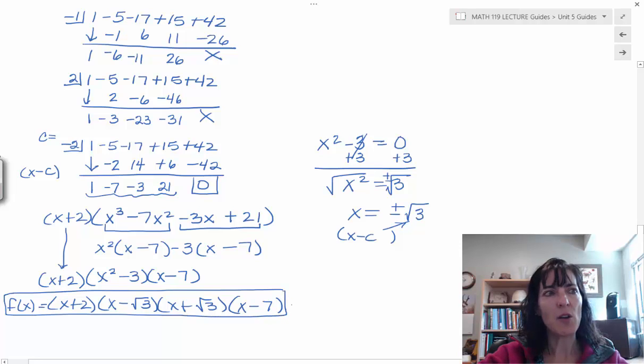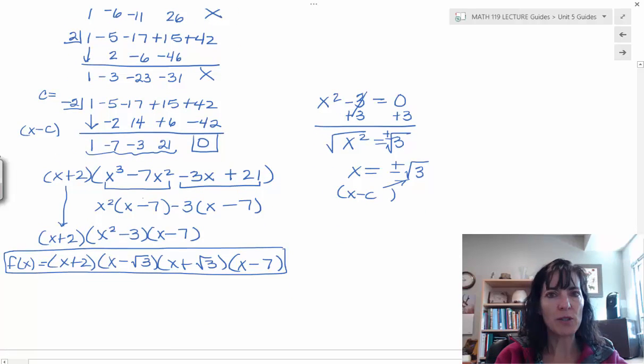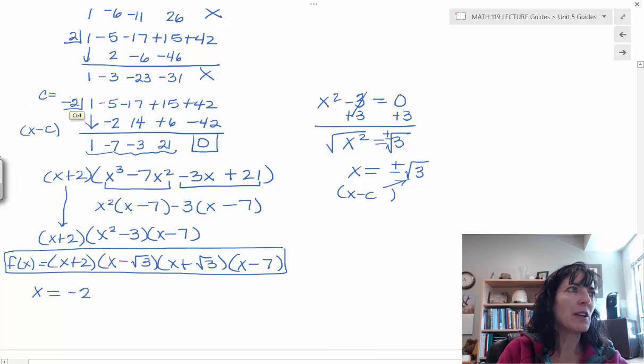and then I need to solve it. So I need to know what the solutions are for this polynomial. If I set each factor to 0, two of them I already know because I already had them set to 0, and that's the plus or minus square root of 3. But I do also know that an x for this factor would be a negative 2, and I can see that here as well. And then I have positive or negative square root of 3.